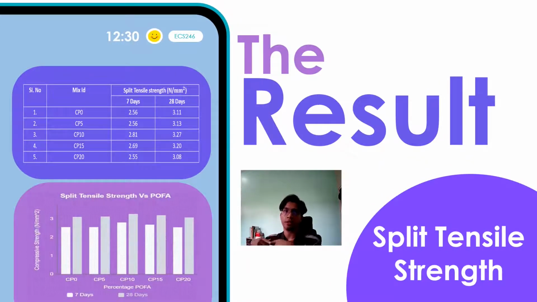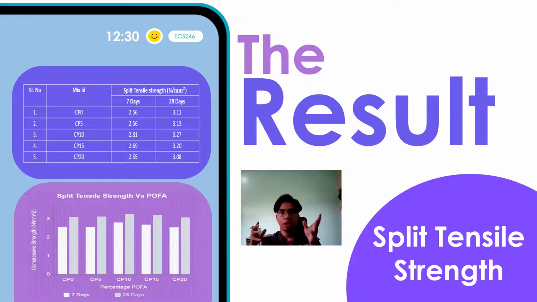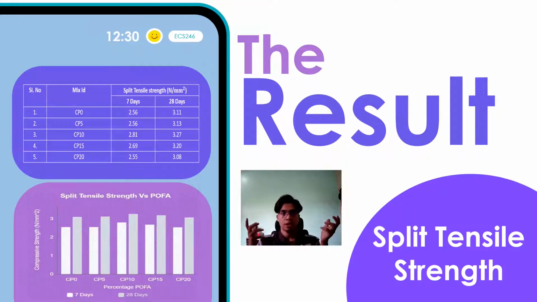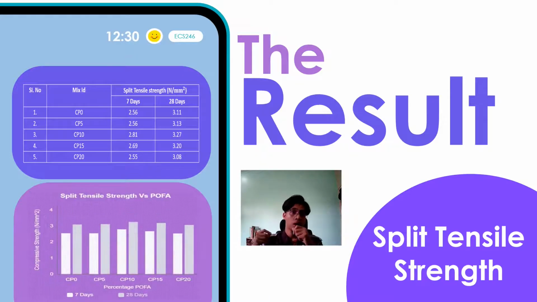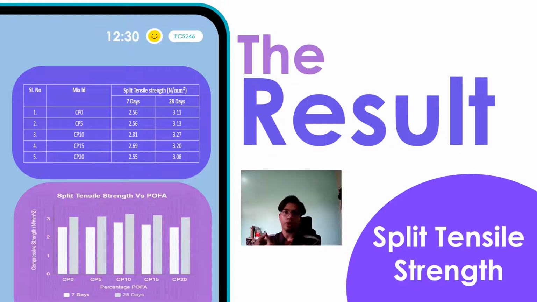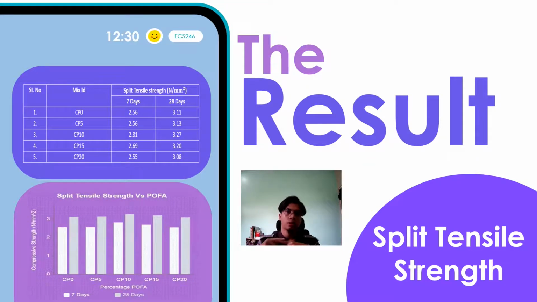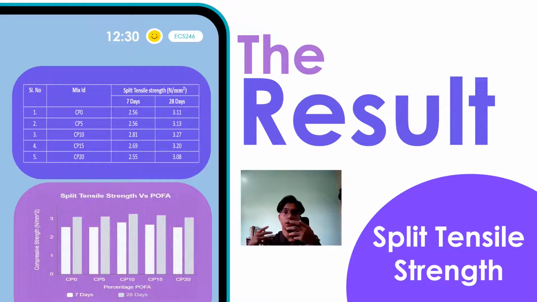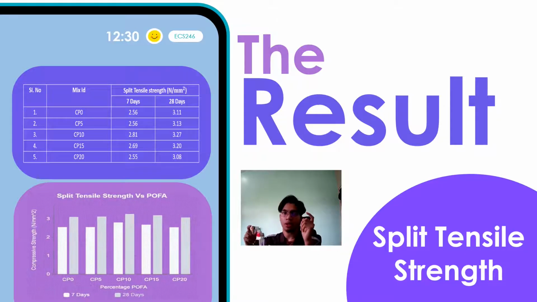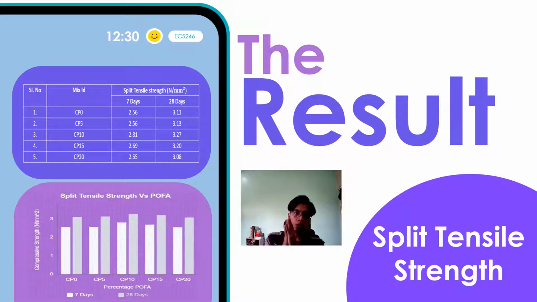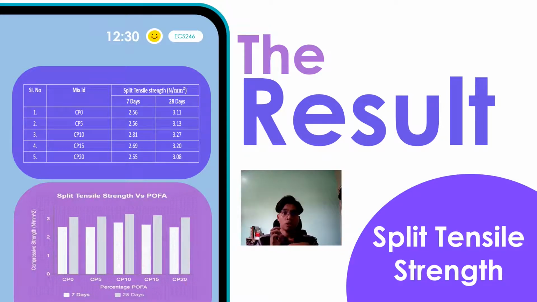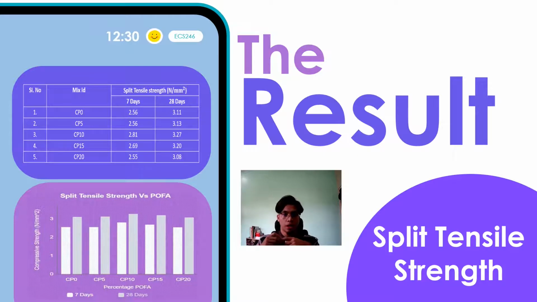Split tensile strength result: the data we accumulated is 7 days and 28 days, as we mentioned in the methodology before. The result we've got is 2.56, 2.81, 2.69, 2.55 Newton per millimeter square for 7 days respectively. And for the 28 days, 3.11, 3.13, 3.27, 3.2 and 3.0 respectively. Okay, for the graph as shown in the slide, the compressive strength versus percentage of palm oil fuel ash, that's all for palm oil fuel ash test result.